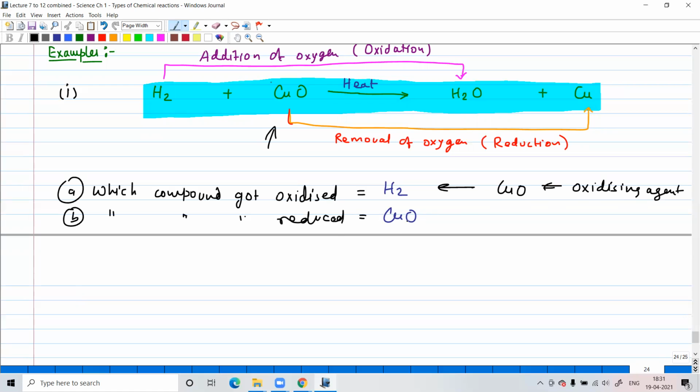And since copper oxide got reduced, why did it get reduced? Because hydrogen was there. That's the culprit. So H2 is your reducing agent. Tell me if everyone understands what I have written here. If hydrogen is getting oxidized, copper oxide becomes the oxidizing agent. If copper oxide is getting reduced, hydrogen becomes the reducing agent.